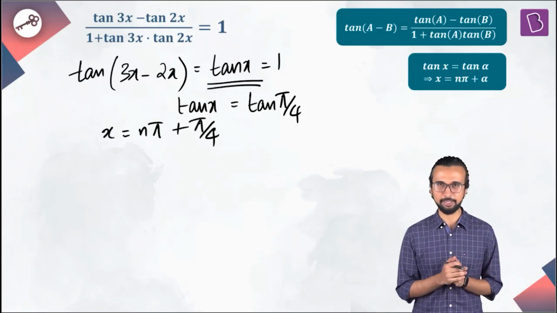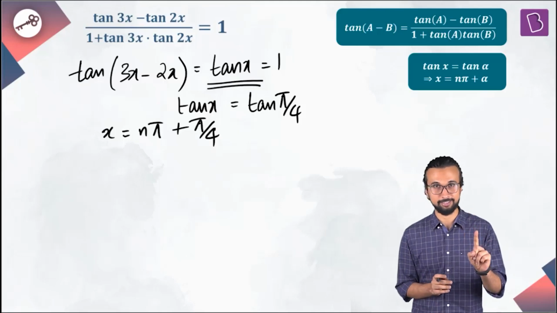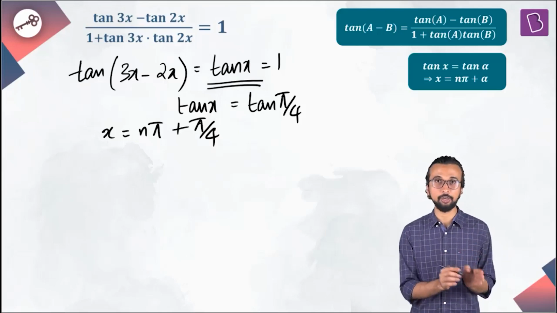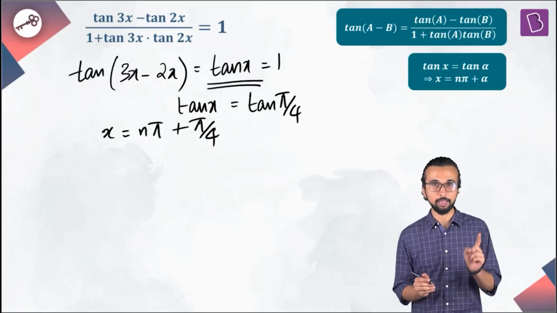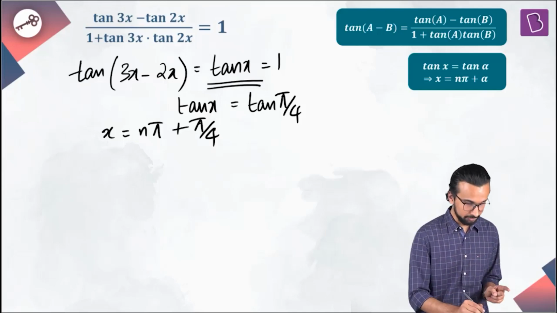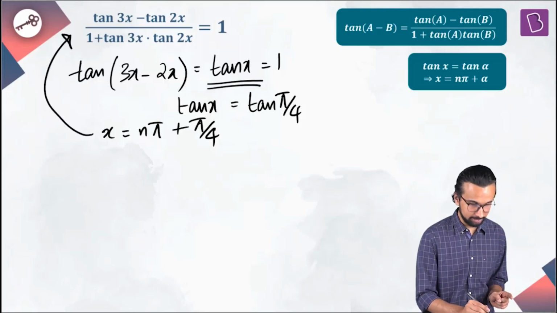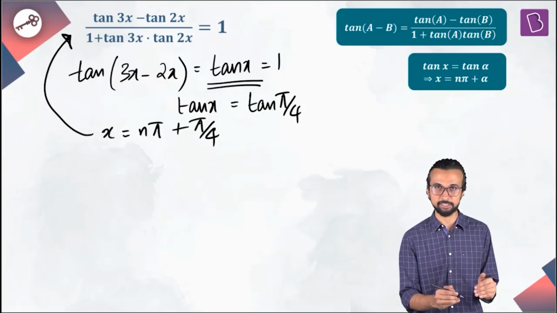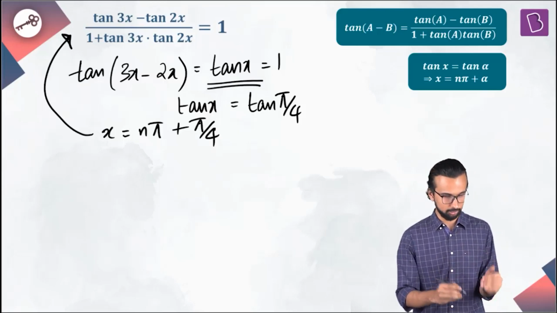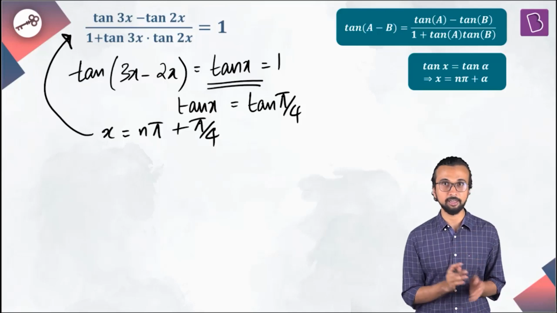Will that be the right answer? Not yet. Guys, don't directly go check it off. It will be there in the options, x equal to n pi plus pi by 4, but you have to cross check if it can be validated with the first equation. The second equation is just a version of the first equation we got. We need to validate it with the first equation.